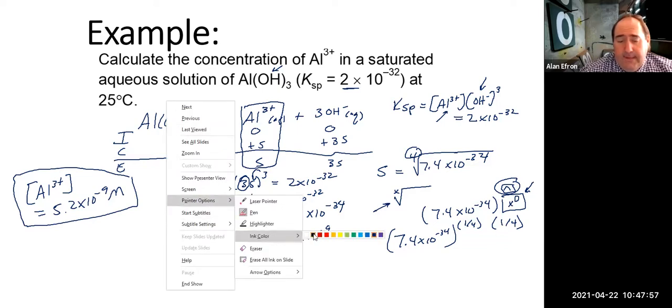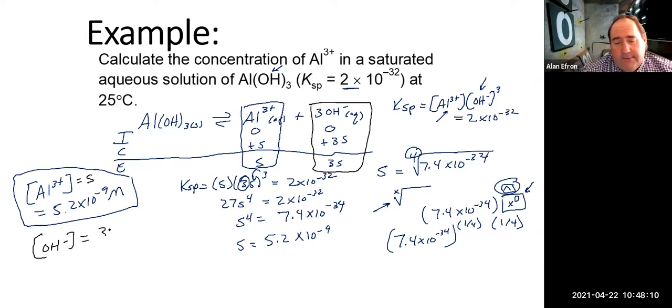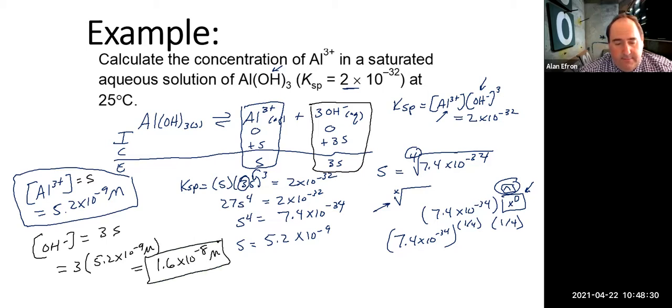Now, in addition, it didn't ask us, but we could also get our hydroxide concentration, by the way. Our hydroxide concentration would be a little different. As we could see, this guy equals S, and this guy equals 3S, which means if we want the hydroxide concentration, we would have to multiply that number by 3. And that would get us 1.6 times 10 to the minus 8 molar. Any questions on that?